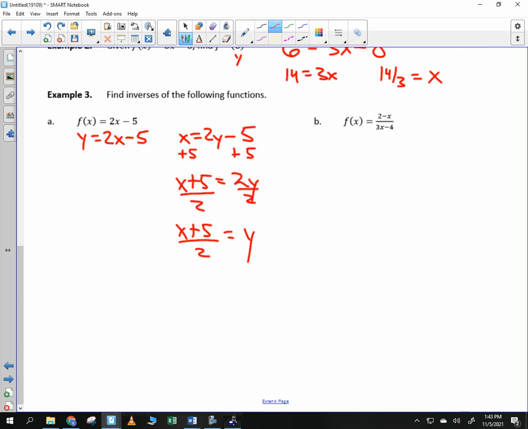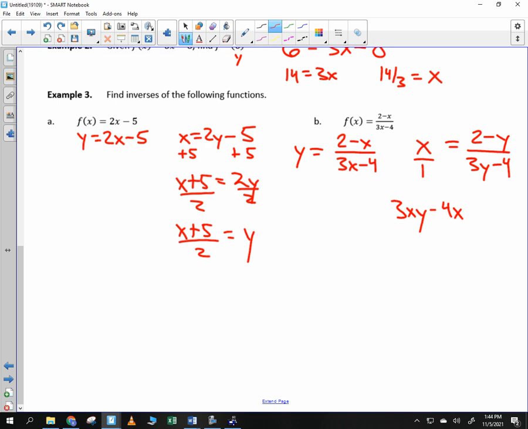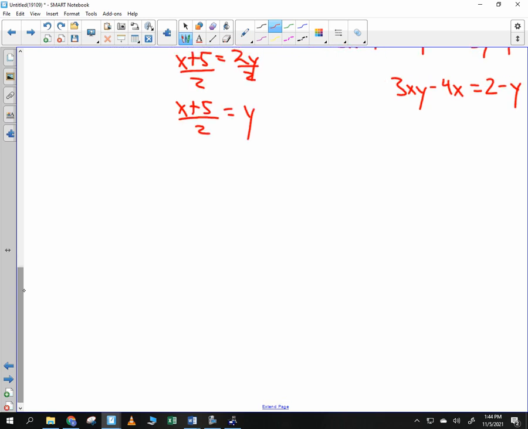Okay, let's try a more difficult example. We've got y is equal to 2 minus x over 3x minus 4. So what's different is we have a fraction here, and we have multiple x's. If we switch that and we get x is equal to 2 minus y over 3y minus 4, how do you think I can solve for y? We're going to cross multiply here, and I get 3xy minus 4x is equal to 2 minus y. Is everybody okay with that?